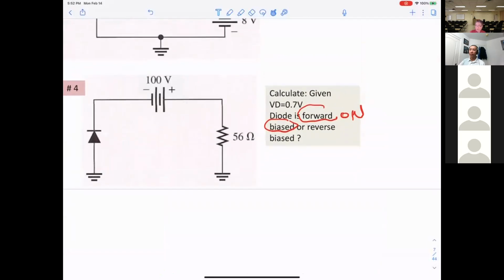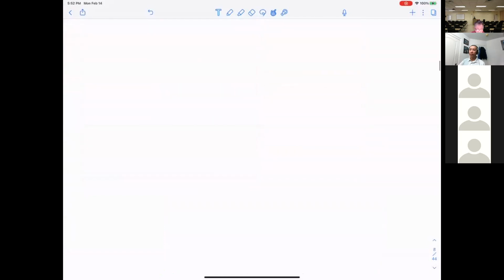Okay, last time we already talked about the diode and also the zener diode. Try to really understand how to solve the problem with either one.